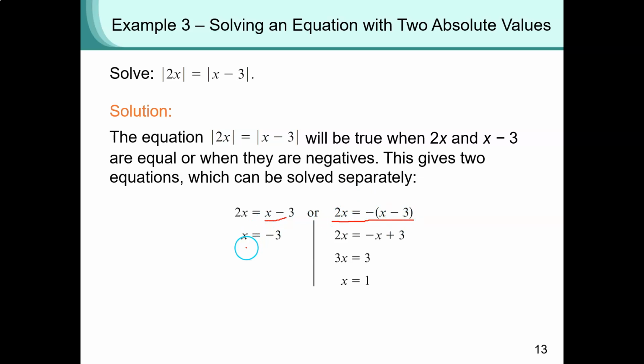So from here, we solve for x. Bring this x to the left hand side, we'll get an x. So x equals negative 3. So this is one solution. Another solution is x equals 1.